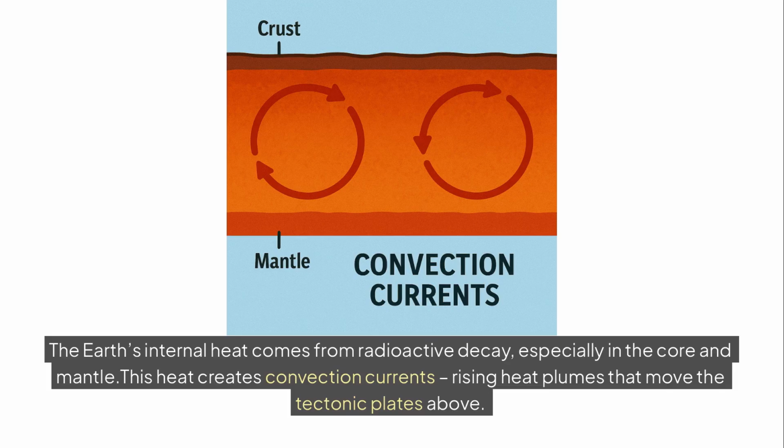The Earth's internal heat comes from radioactive decay, especially in the core and mantle. This heat creates convection currents, rising heat plumes that move the tectonic plates above.